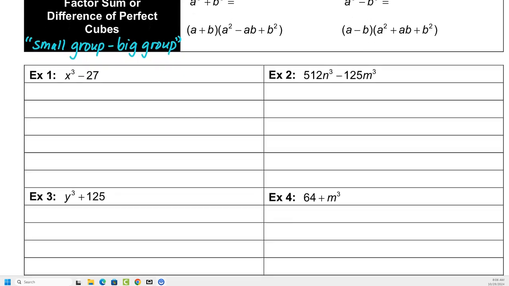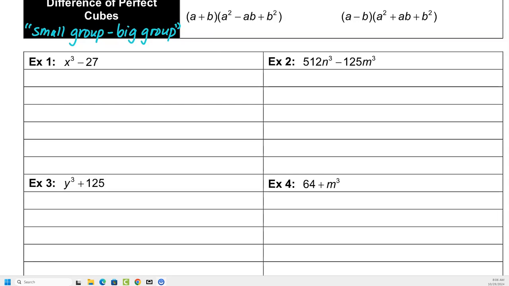Let's do it this way. So let's look at x cubed minus 27 here in example 1. And so if we're looking at x cubed minus 27, first thing I ask is, is x cubed a perfect cube? And at this point, you're all nodding your heads, right? Because it's got the cube on it. Well, that makes that nice and easy.